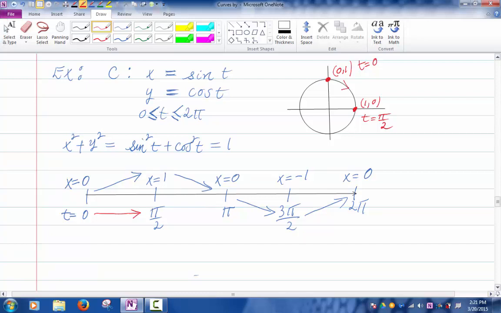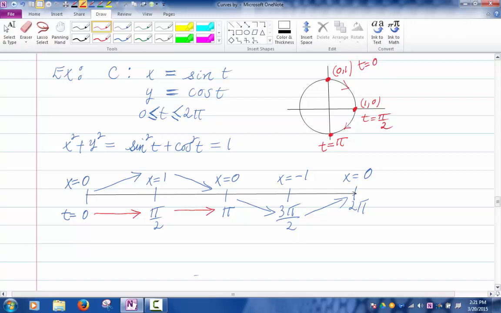Now, let's think about what's happening as t progresses from pi over 2 to pi. The x value now decreases to 0, right? So that means at t equals pi, I am at the south pole, right? Is everybody okay? So now I'm still in the clockwise direction. So here, x is 0, y is 1.